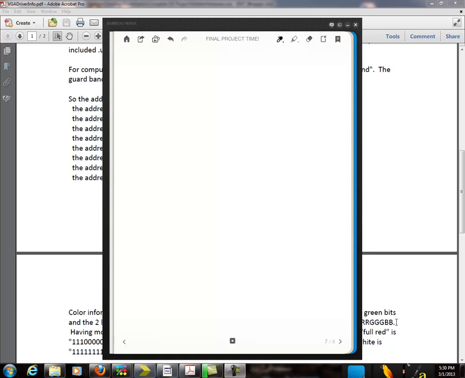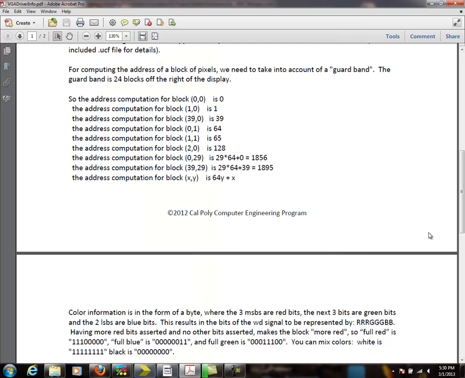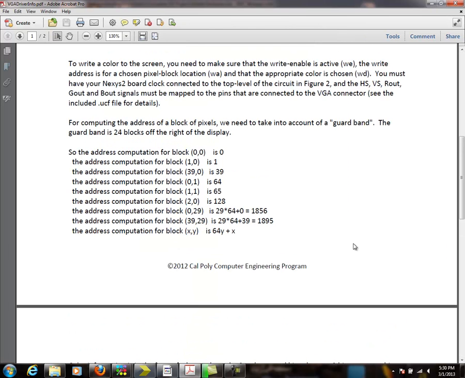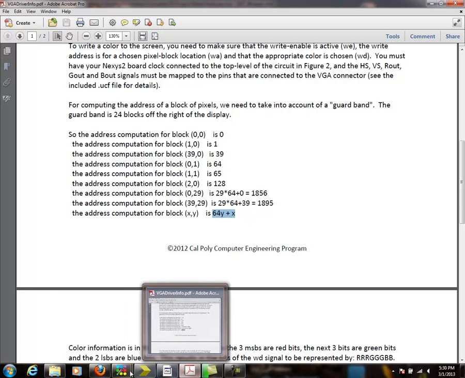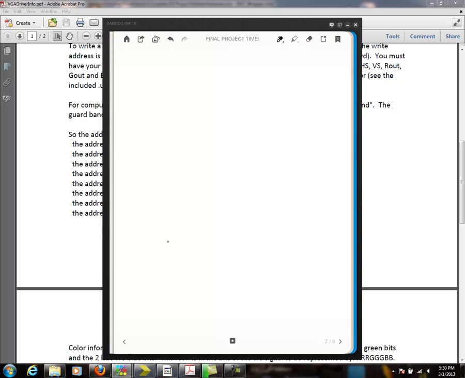In order to draw a single dot on our VGA screen, we need to be able to give our VGA driver the appropriate address and the appropriate color value that we want to draw. So remember, we went over the address calculation: you would start with an XY coordinate and use that to calculate a single 11-bit address, which would use the formula 64Y plus X. So I'm going to explain how to do that using this piece of paper here.